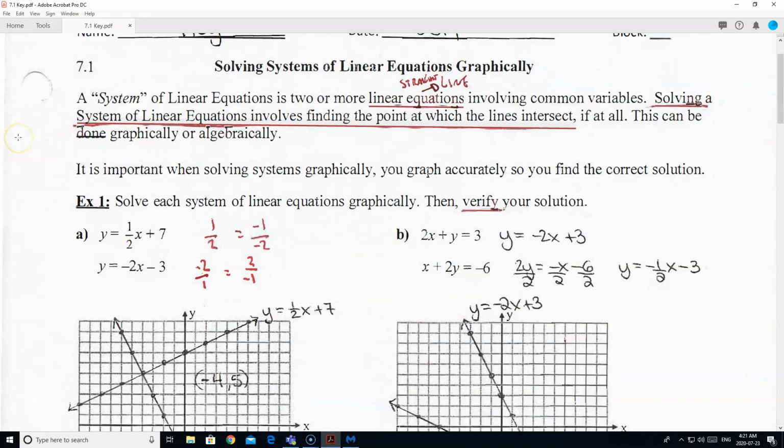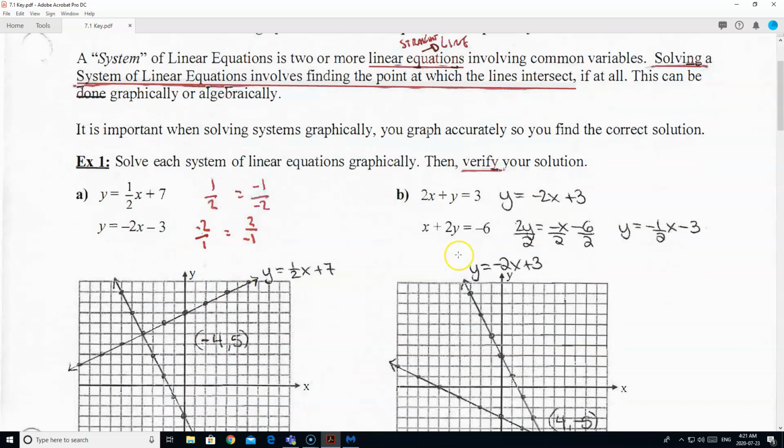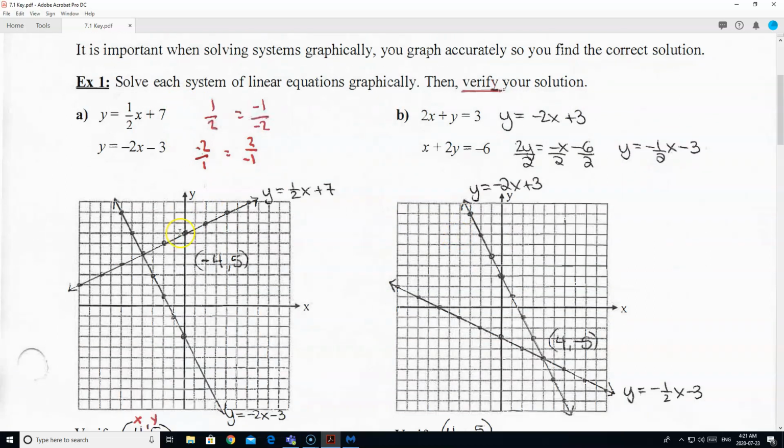Example 1. Solve each system of linear equations graphically, then verify your solution. In this example, it's done here, but I'll explain what's going on. You have two equations in the form y equals mx plus b. Here's the slope again, as a reminder, and the b here is the y-intercept. To graph them, you start from the y-intercept. The first one is plus 7, so you go up 7 to right here and make a point.